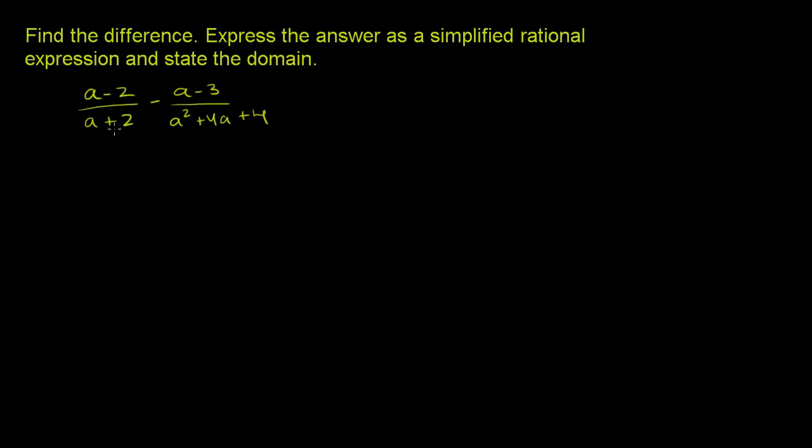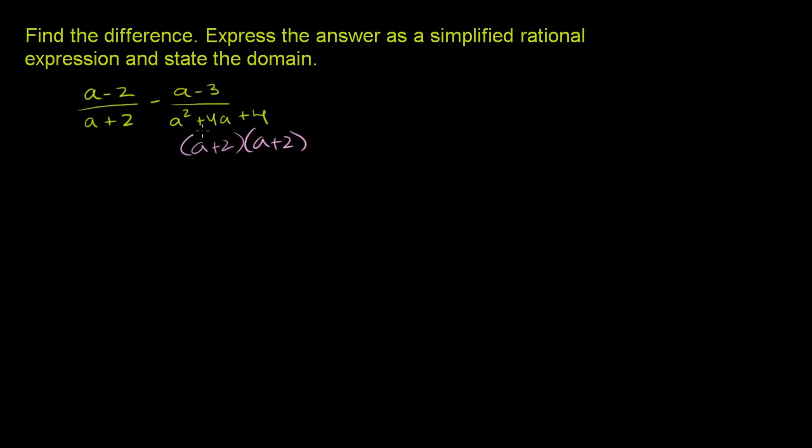So this one right here is completely factored. It's just a plus 2. This one over here, let's see if we can factor it. a squared plus 4a plus 4. Well, you see the pattern: 4 is 2 squared, and 4 is 2 times 2. So a squared plus 4a plus 4 is a plus 2 times a plus 2, or a plus 2 squared. That's what a squared plus 4a plus 4 is.